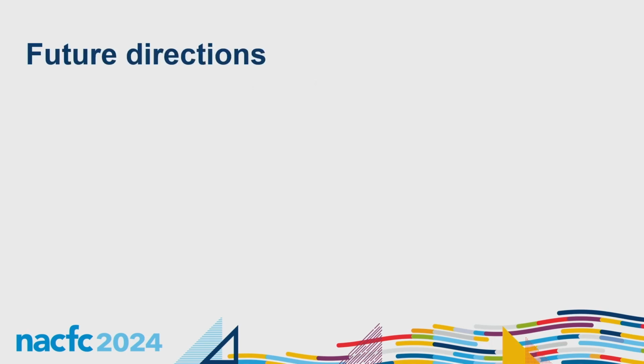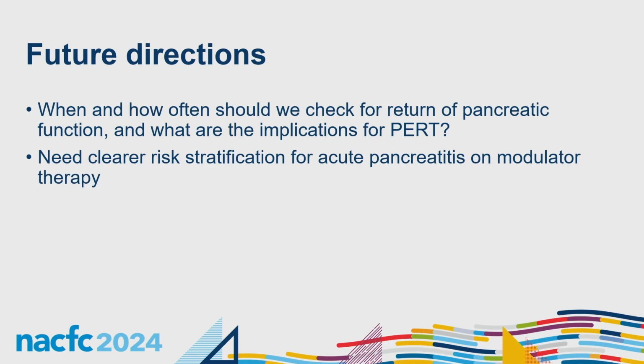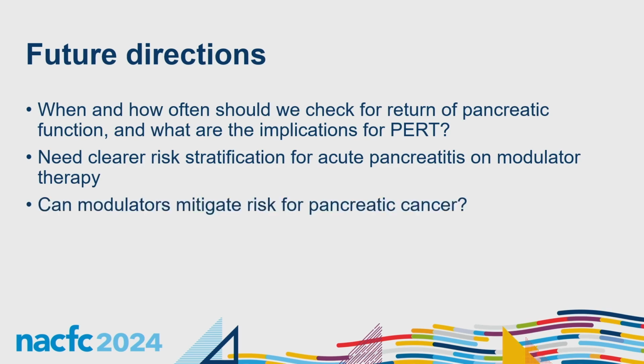So in the future, we still have many questions that need answering. We need to understand when and how often we need to check for return of exocrine pancreatic function and understand what the implications are for PERT utilization. We also need clear risk stratification for acute pancreatitis with use of modulator therapy. Here, a prospective study would be beneficial. Lastly, we need to learn if modulators may mitigate the risk for pancreatic cancer.